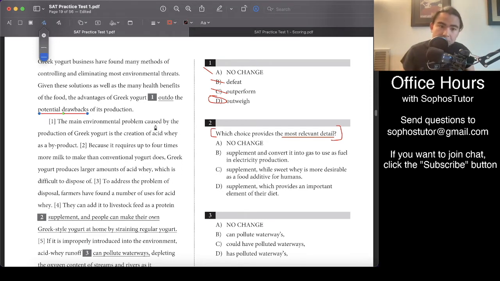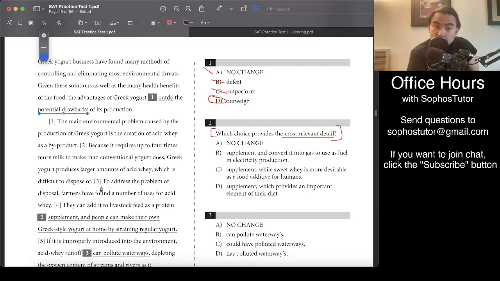Okay. So what are the obligations of the underlined portion in this sentence 4 that question 2 is asking about? Well, we first look at the part that's not underlined in the sentence. It talks about that they can add it to livestock feed as a protein. So we expect something maybe related to this. Right? But we would also want to look at the previous sentence and see how that provides a foundation for this new sentence.